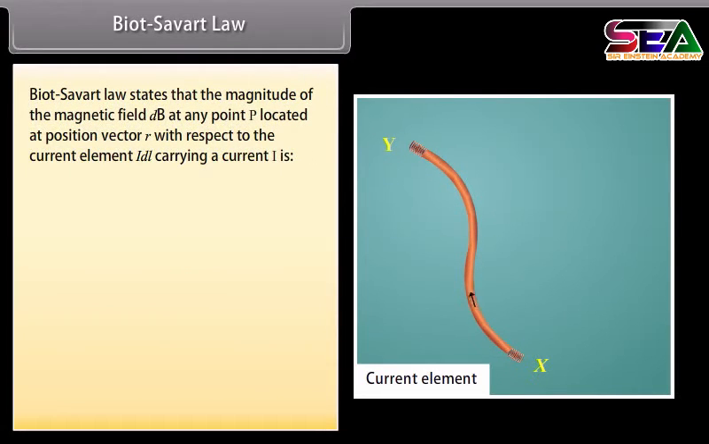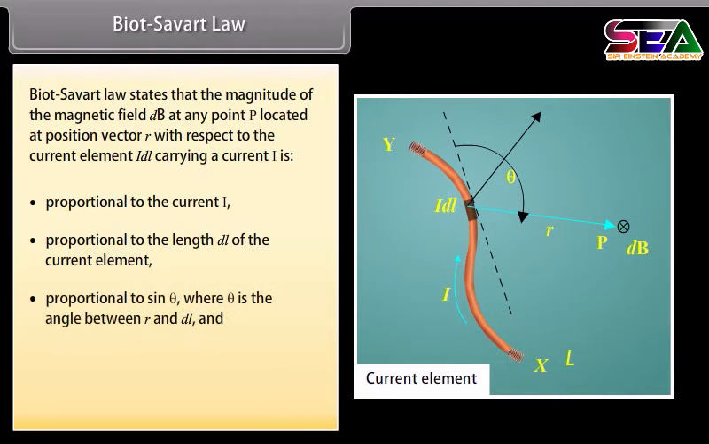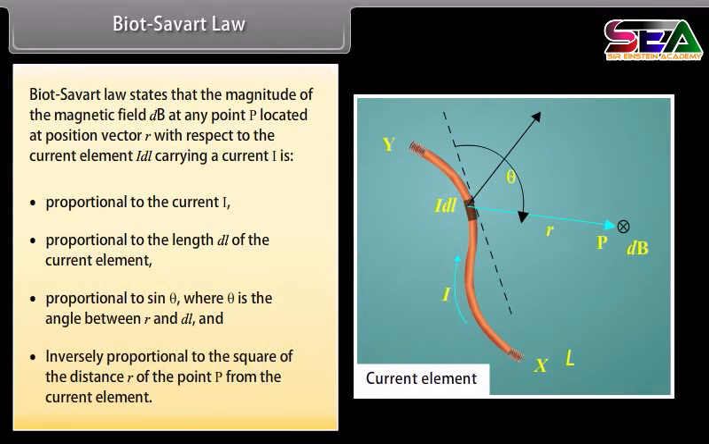Biot-Savart Law states that the magnitude of the magnetic field dB at any point P located at position vector r with respect to the current element I dl carrying a current I is proportional to the current I, proportional to the length dl of the current element, proportional to sine theta, where theta is the angle between r and dl, and inversely proportional to the square of the distance r of the point P from the current element.